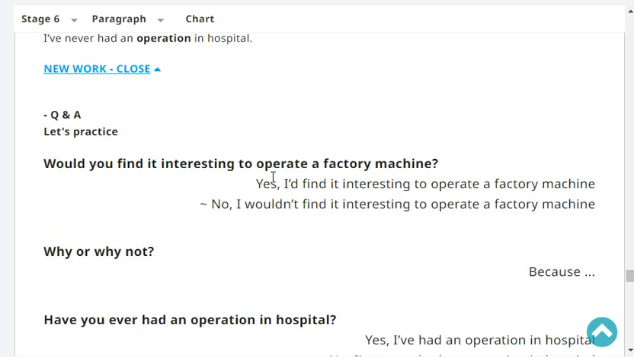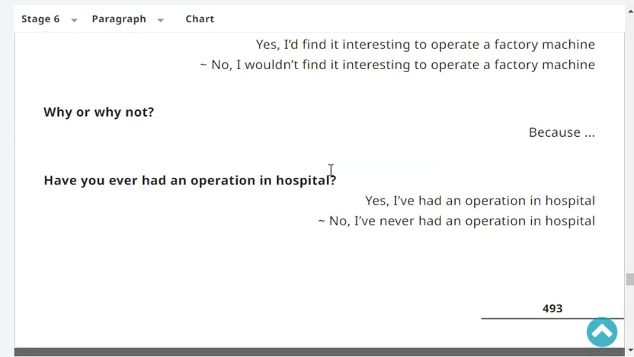Let's practice. Would you find it interesting to operate a factory machine? Yes or no? No, I wouldn't find it interesting to operate a factory machine. Why not? Because it's boring. Very good. Okay. Have you ever had an operation in hospital?